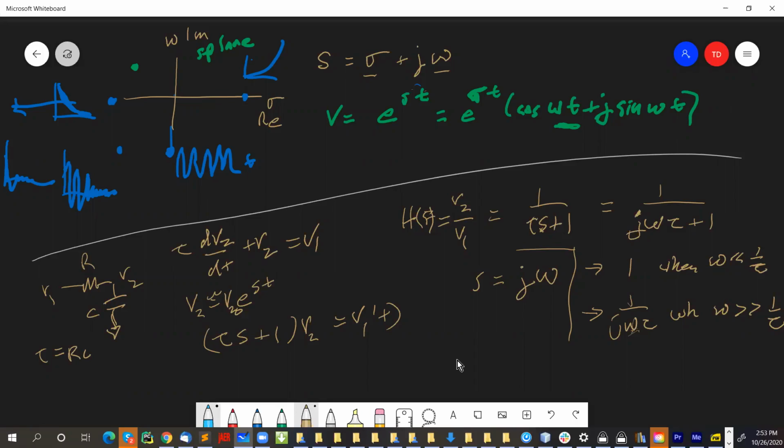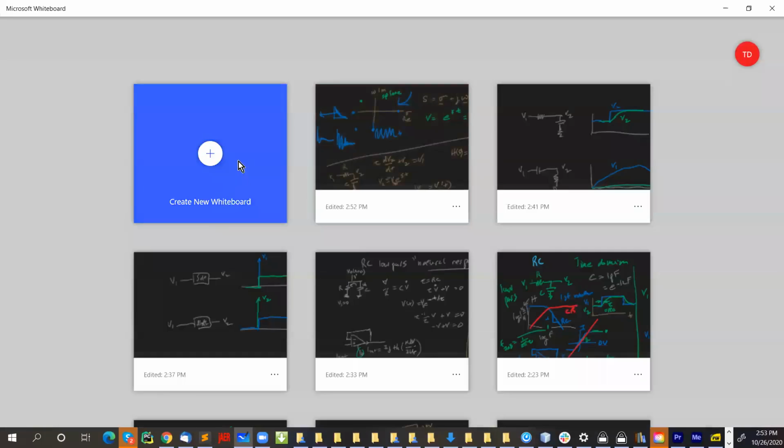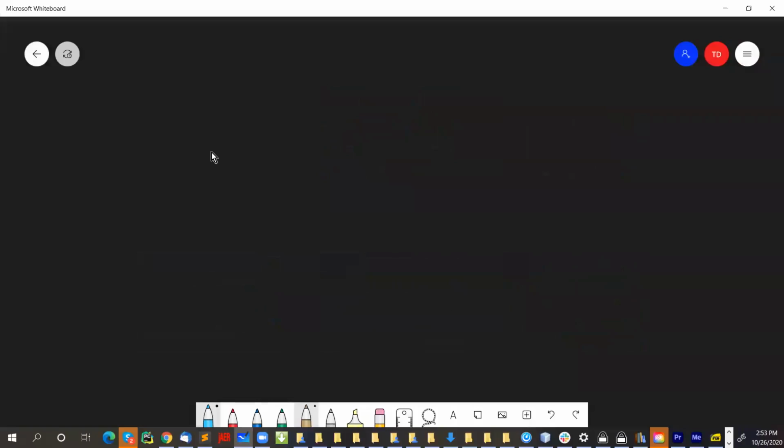I think this part that I did over here on the left wasn't so clear. So let me do the same thing for the CR high pass. Okay, so let's do the same analysis for the high pass filter. So let's take the high pass filter again. This time I work out the equations. V1, V2, this is R, and this is C.